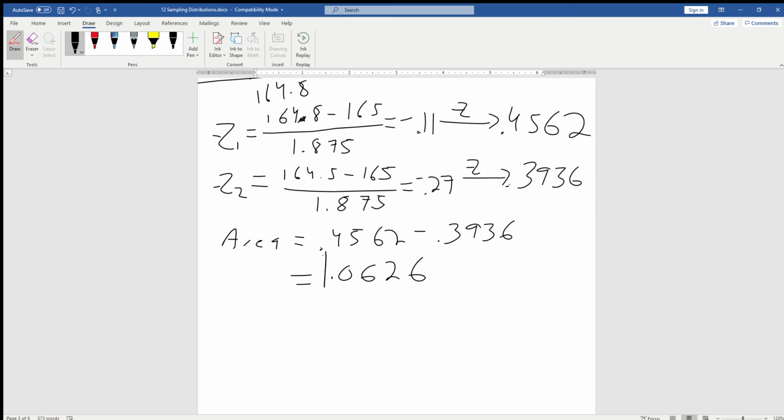And that's our probability. Now remember, this represents the probability of the 64 Ford Escorts. So this is the probability that the mean life expectancy of those 64 Ford Escorts is going to be between 164.5 and 164.8. It has nothing to do with the population.